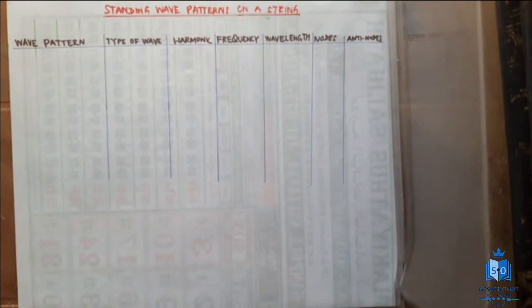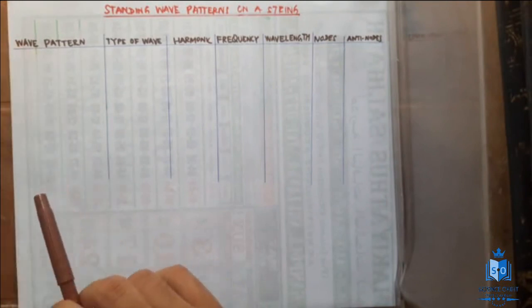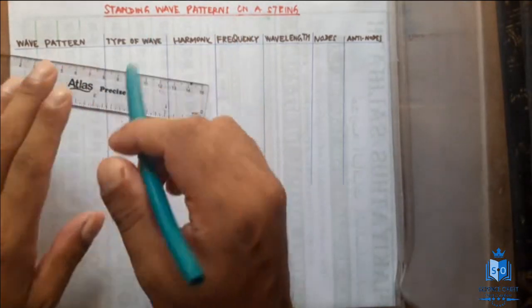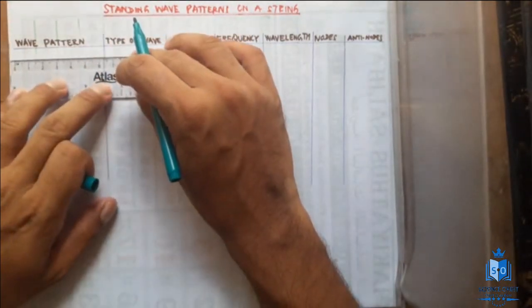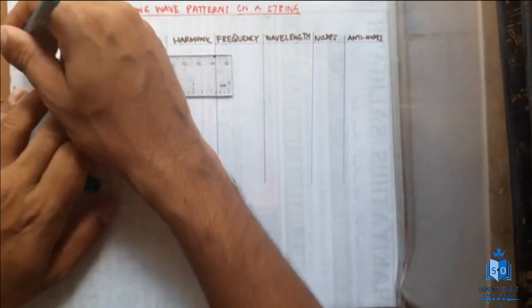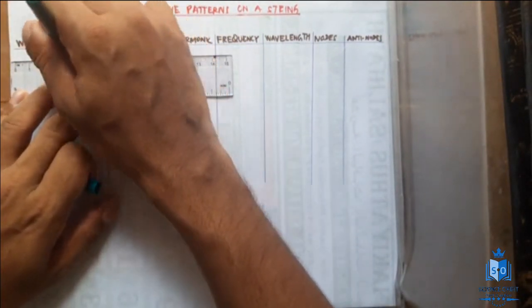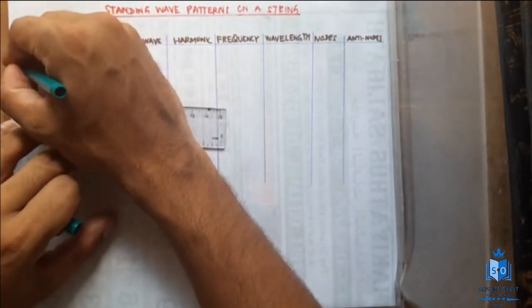Now, you have to understand one thing, in this there is a string, a stretched string. So, first of all let me draw a string where there is no wave created. So, this is that string, there is no wave on this string.